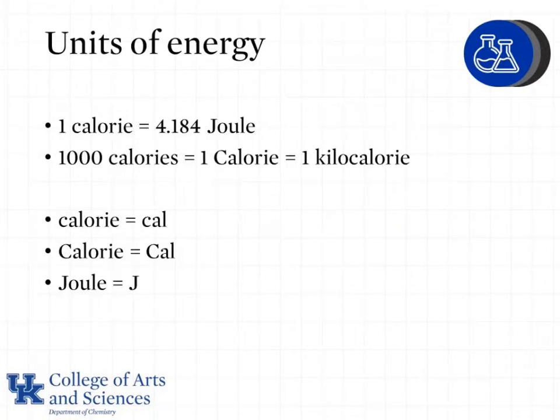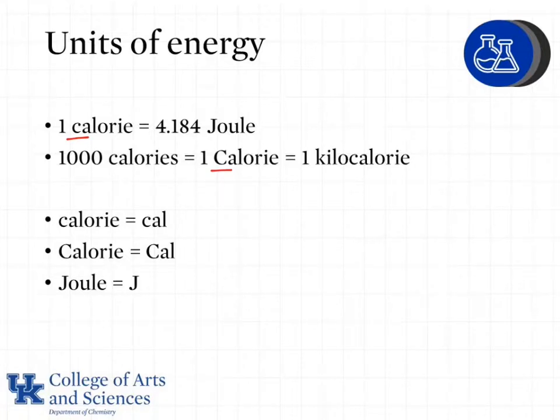There are different units we can use to describe the energy in a chemical process. The first one is calorie with a little c, so 1 little c calorie equals 4.184 joules. And 1,000 little c calories equals 1 big C calorie. So when you talk about nutrition calories, what they mean is the big C calorie, which is equivalent to a kilocalorie. Notice the lowercase versus the uppercase changes the meaning of the number.